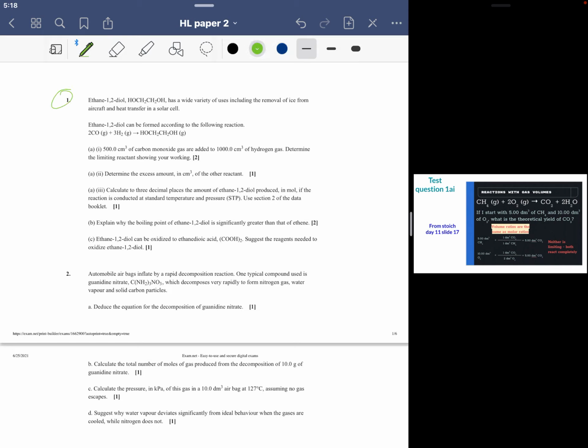Question 1 was about ethane 1,2-diol. My first step, if I were you, I saw some people doing this, but not everyone, would be to just go ahead and draw that molecule for myself. Okay, so question A asked about limiting reagent.